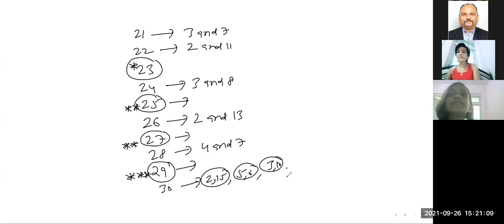So now what I'll do, I'll first focus on the prime number concept. Prime number concept means I'll first focus on these 23 and 29 only. In today's class, we'll first focus on only 23 and 29, so that after that, we'll focus on 25 and 27. Clear?